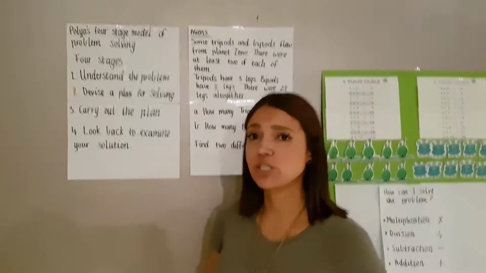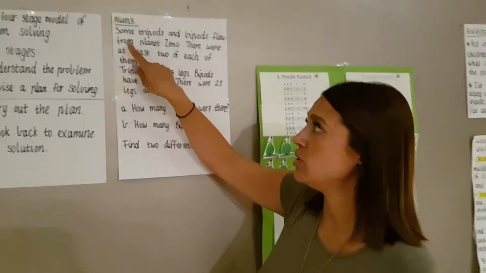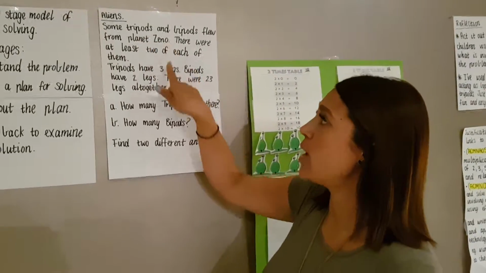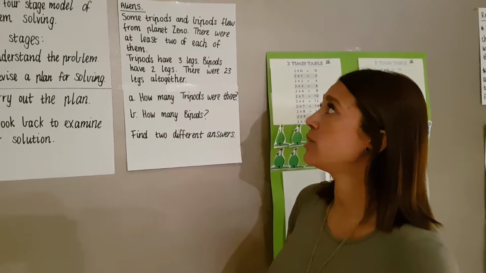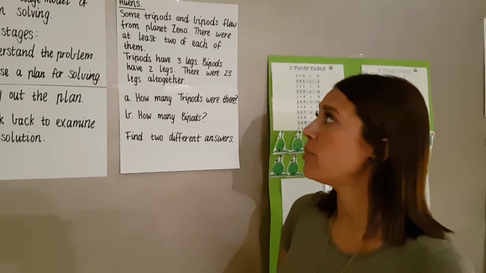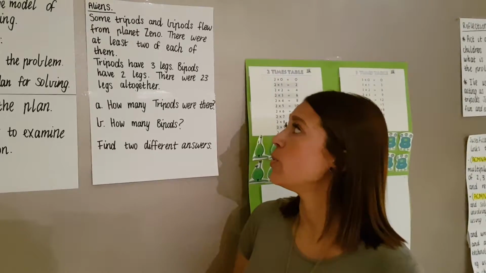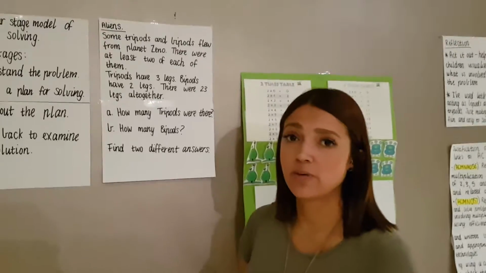Now the problem that we're actually looking at today is about aliens, so I'll read this out to you. Some tripods and bipods flew from planet Zeno. There were at least 2 of each of them. Now tripods have 3 legs and bipods have 2 legs. There were 23 legs altogether.